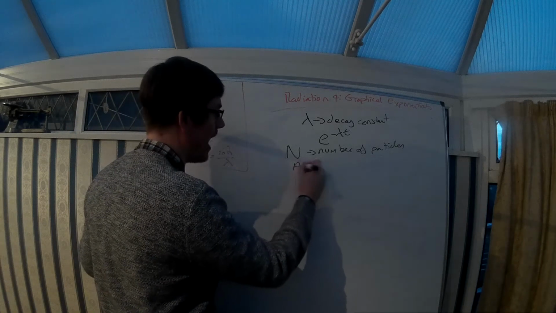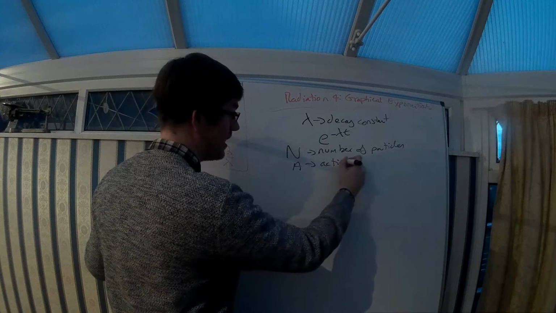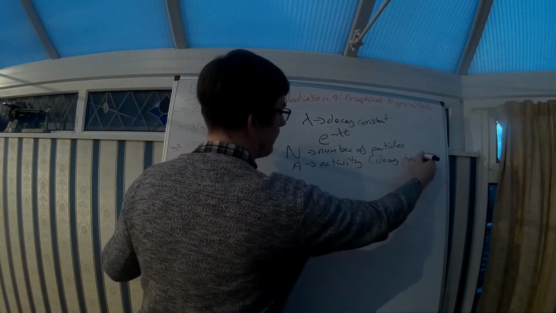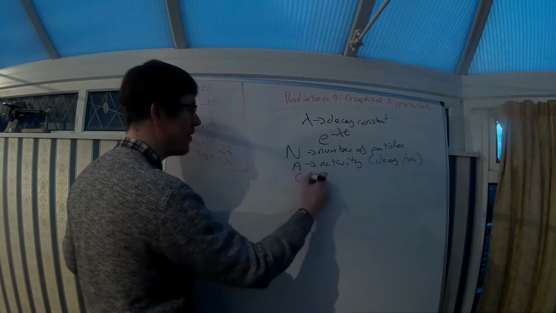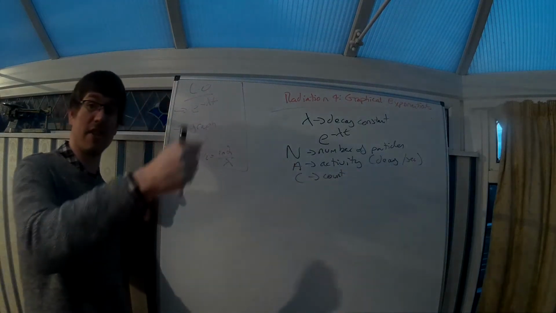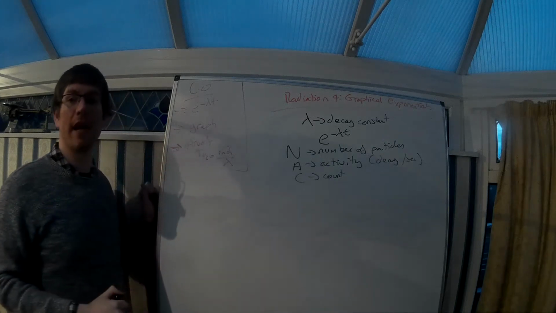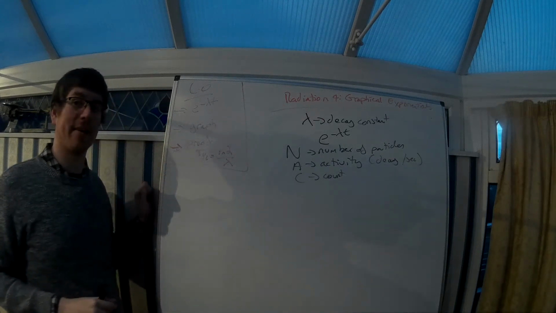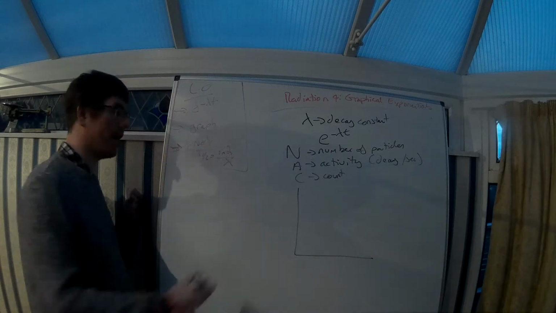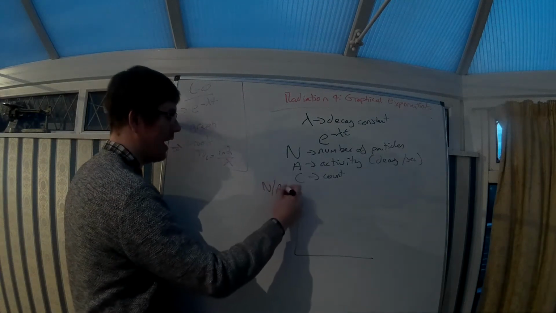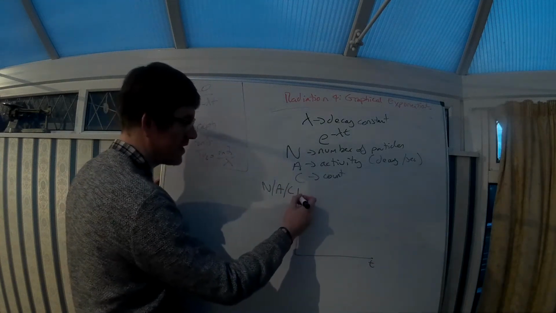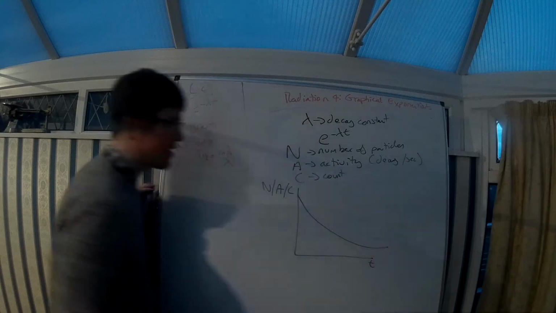We've also got A, which is the activity. So remember, that's the decays per second. And then finally we've got C, which is the count. So very, very similar to the activity. That's just if you put a Geiger-Müller tube next to it, how many times is that going to click? All of them can be put on a graph. So this is N, A, or C relative to time, and they're all going to have the same shape, which is our exponential curve like this.